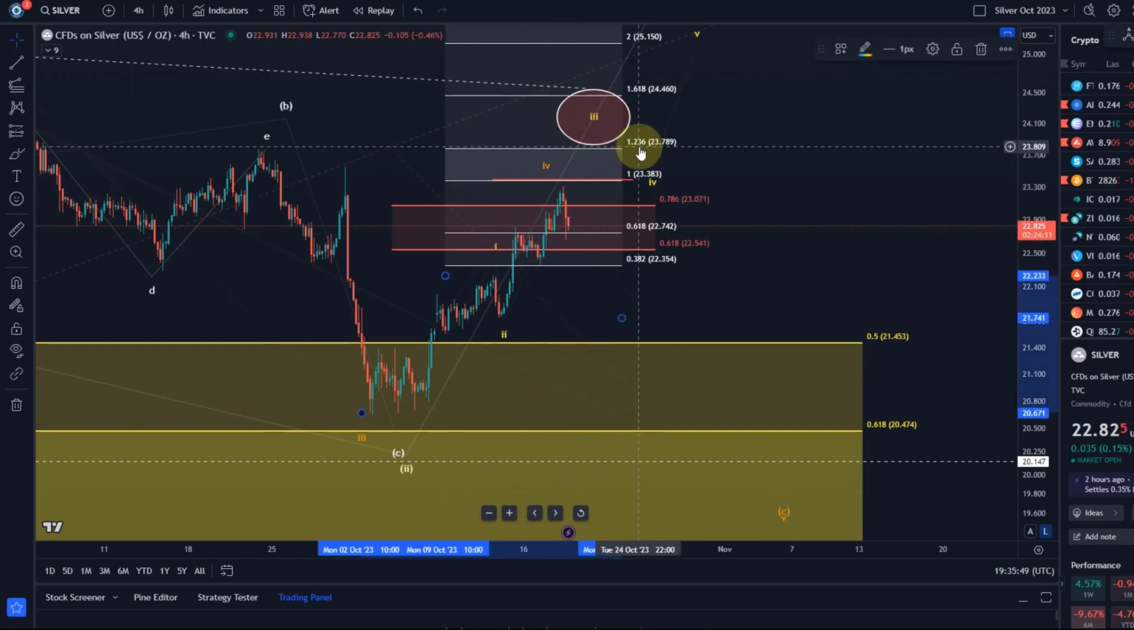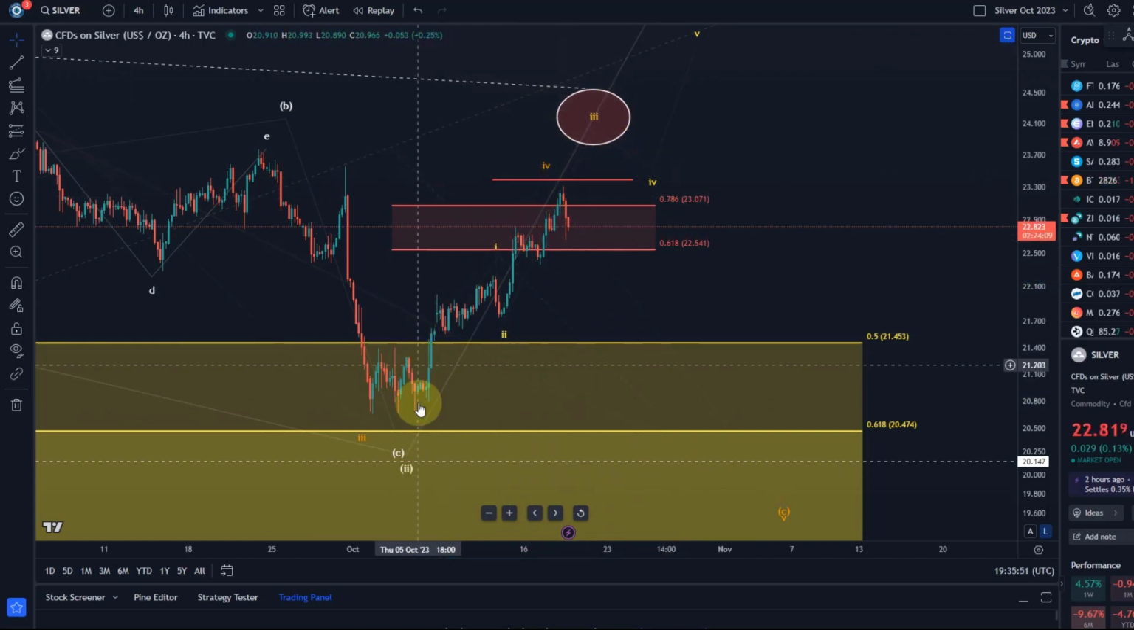Why is that so? Well, first of all, we have five waves up off the low. That's great. We have a corrective move down. That's great. But it's a very shallow wave two. It's not ideal. And we now have choppy price action since then to the upside.